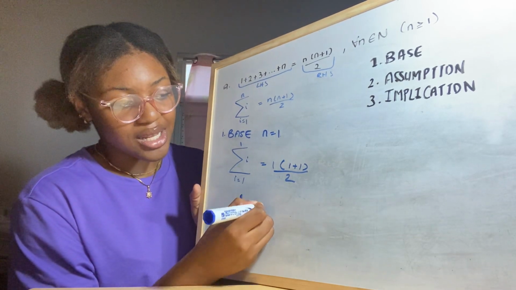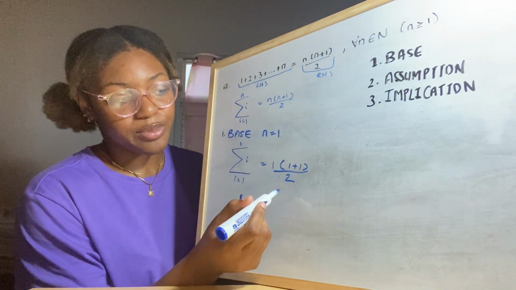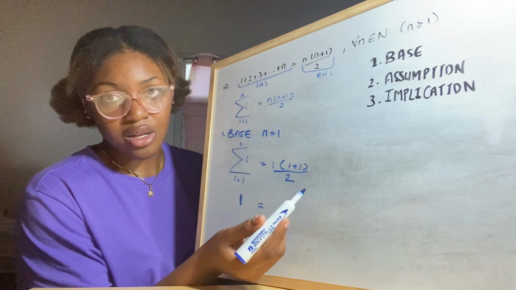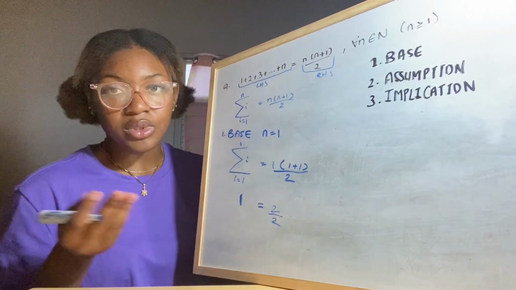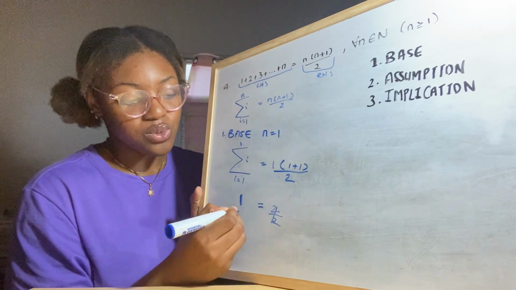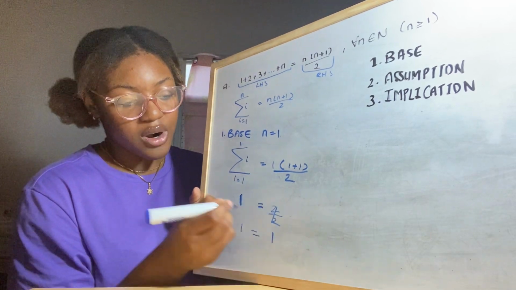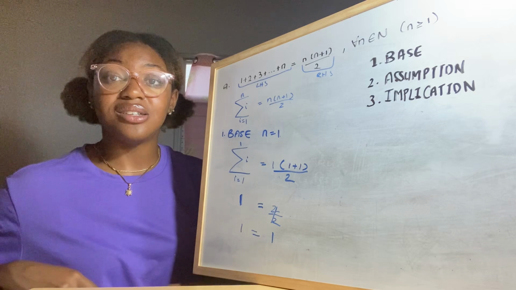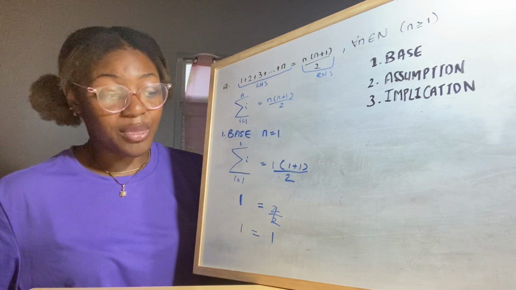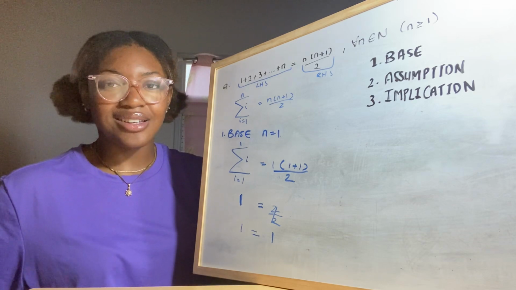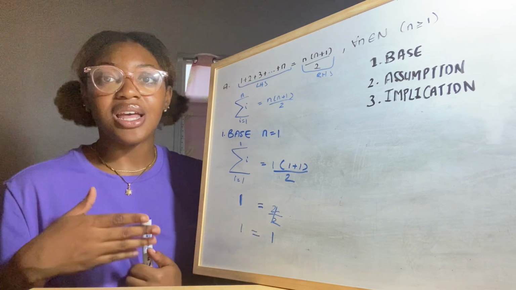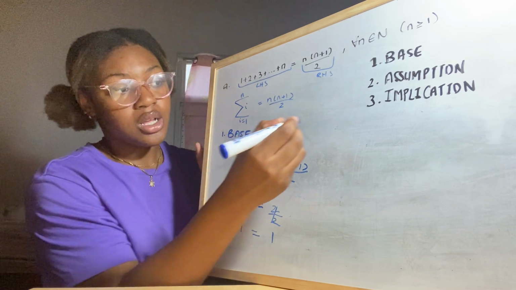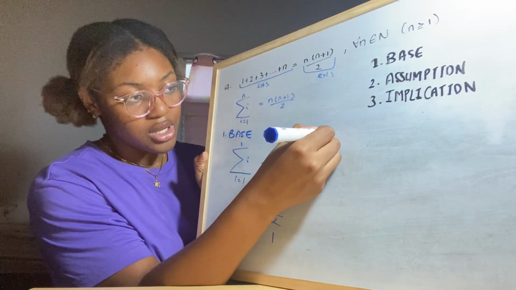Next, on the right-hand side, we'll have 1 being multiplied by 1 plus 1. 1 plus 1 is 2, and that would be over 2. So 2 divided by 2 is 1. Therefore, we see that the left-hand side is equal to the right-hand side. Because that's the case, this is true for the base case, so it's true for when n is equal to 1. So we can make that note.